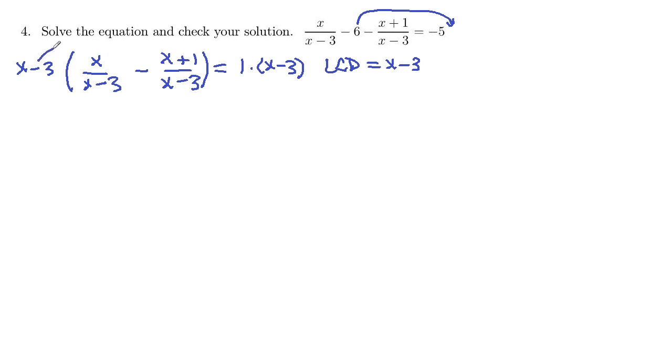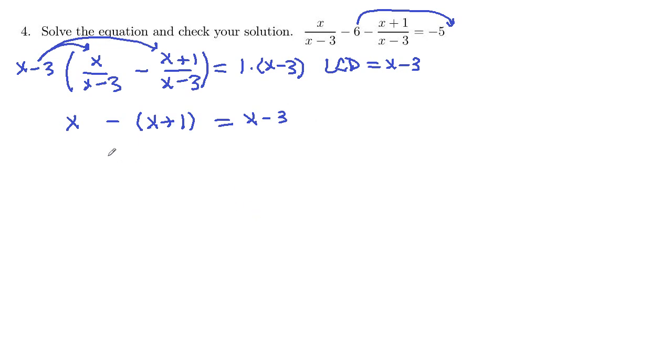So on the left-hand side, this x minus 3 is going to come in times each term there. And so x minus 3 times x over x minus 3, the x minus 3's cancel. We are just left with an x. When that comes in times x plus 1 over x minus 3, again, the x minus 3's cancel. So we're left with an x plus 1. And we are subtracting. Now make sure that you put that x plus 1 in parentheses, because you're subtracting that whole numerator from the x. On the right-hand side, 1 times x minus 3, x minus 3.